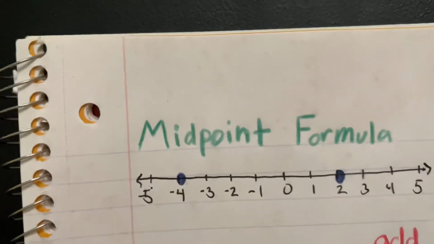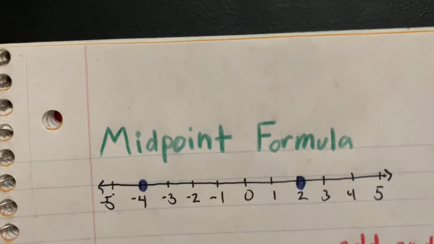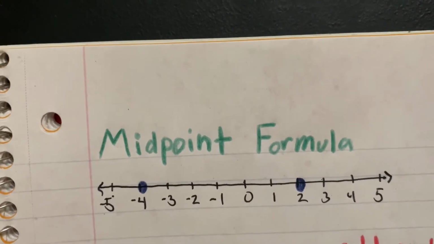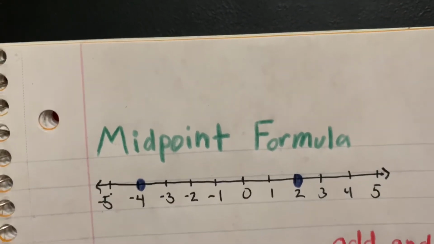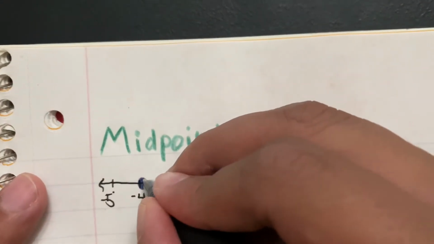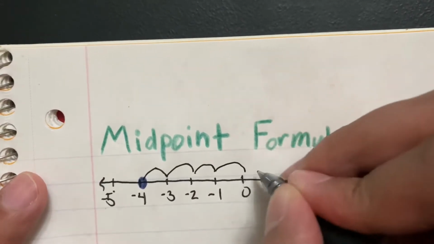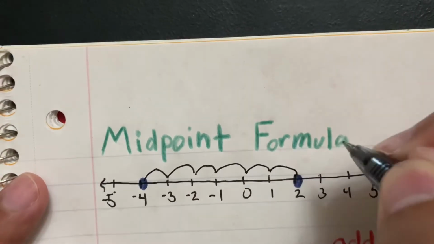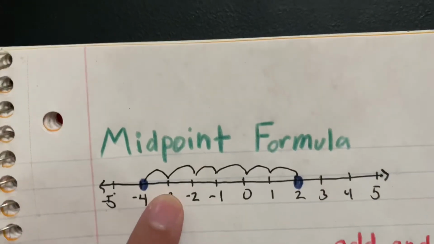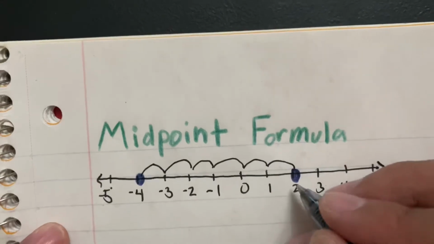Now let's go to the next one, which is the midpoint formula. The midpoint formula is a little different from the distance formula. You're trying to find what's in the middle, if you see. So you see how it's 1, 2, 3, 4, 5, 6. Wait, 1, 2, 3, 4, 5, 6, 7. My bad, 7. You want to know which one's in the middle.